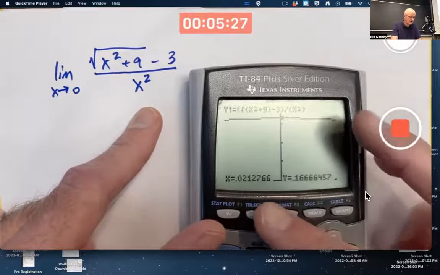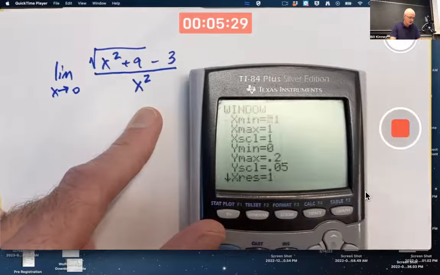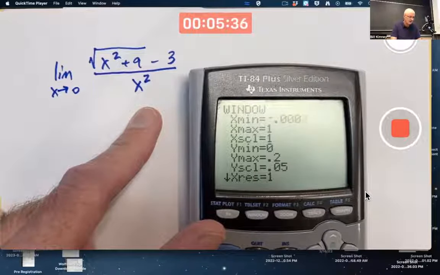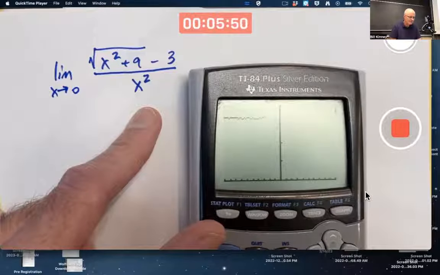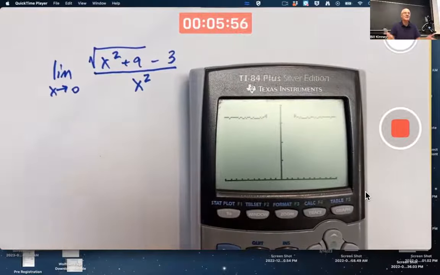Let's go in even closer, for feeling less sure. Oh, how about really close? How about -0.00001 to +0.00001. Make my tick marks 0.000001 apart. And what happens? Some weird looking kind of stuff is happening. What in the world's going on there? And then there's even a big space. Is that the removable discontinuity?